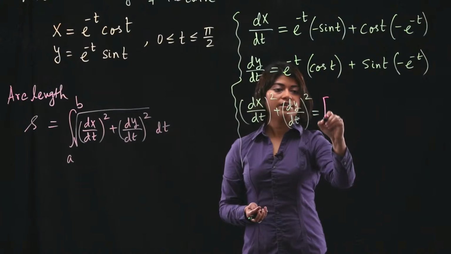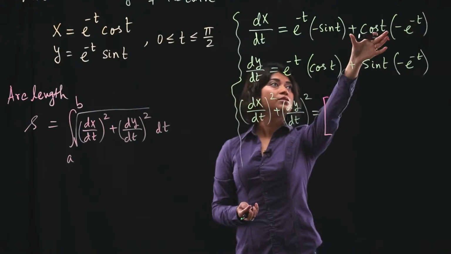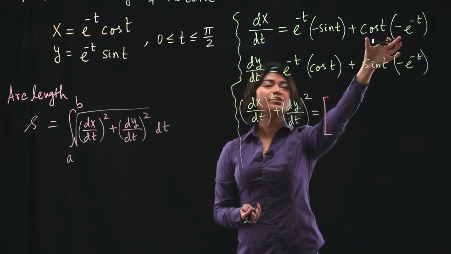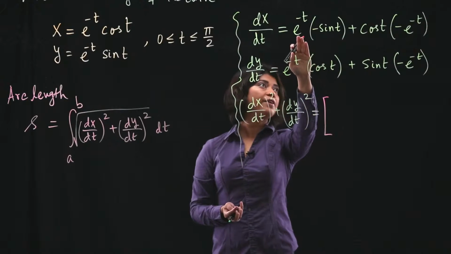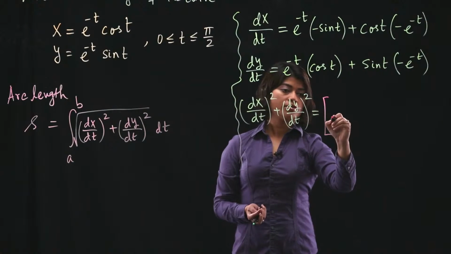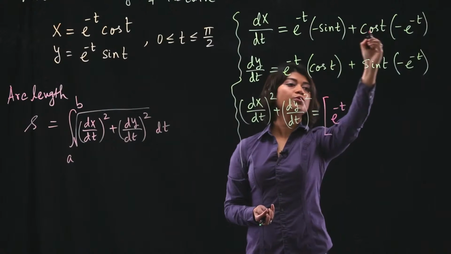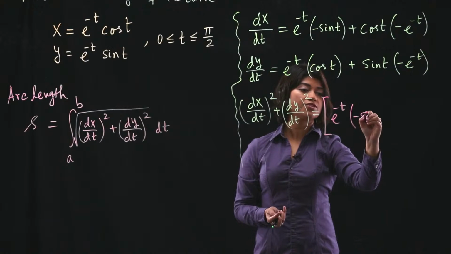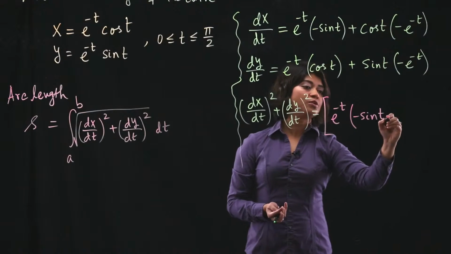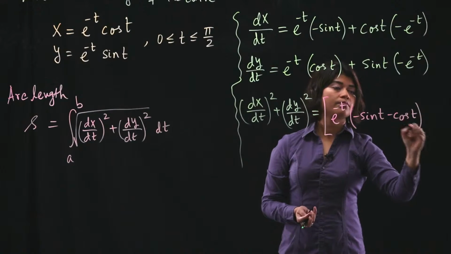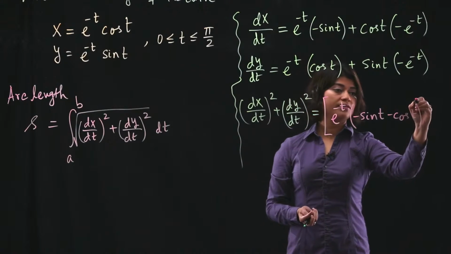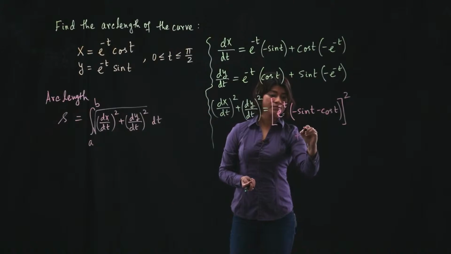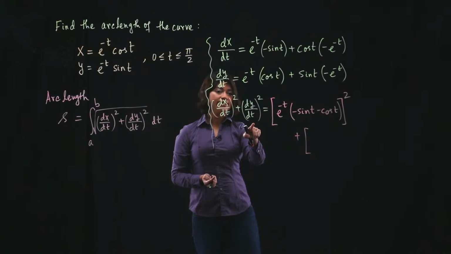Okay. Let us write dx dt and simplify that expression. So look, in dx dt we have two terms and we have a common factor of e to the negative t. So let's pull out e to the negative t from both terms, and we will be left with negative sine t from the first term and negative cosine t from the second term. Okay, so we are squaring this entire expression. Then plus, we have to square dy dt.